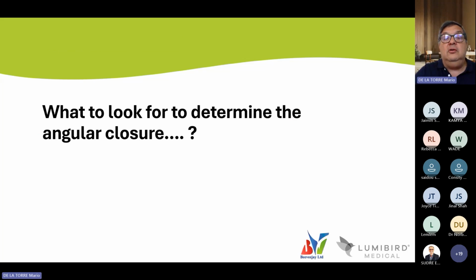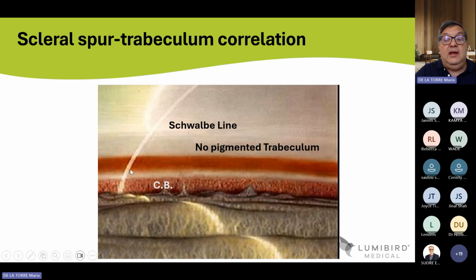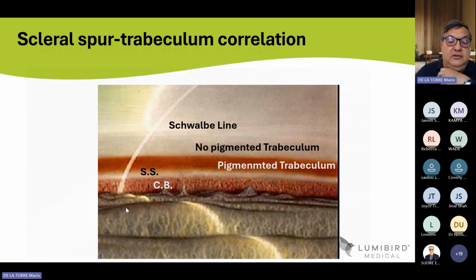What to look for to determine the angle closure? Of course, where is the trabecular meshwork? And if you look here in the gonioscopy, you see the Schwalbe line, the non-pigmented trabeculum, the ciliary body, the recess. I mean, this is the scleral spur. And you know exactly that if you are at the scleral spur, above is the anterior, the trabeculum, pigmented trabeculum, and this is the area where you can have the filtration.